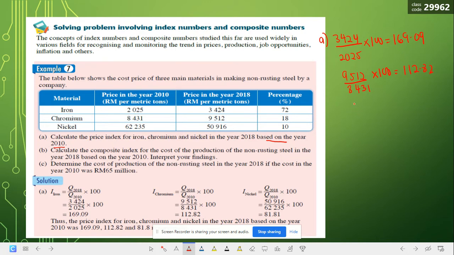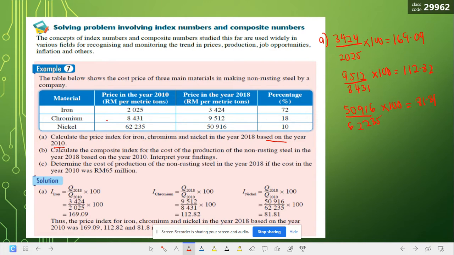And the last one is nickel. So 15,916 divided by 19,453 times 100. So you will get 81.81. So this one you can see the price is decreasing. How much does it decrease? About 18.19%. Okay, so that's question A.